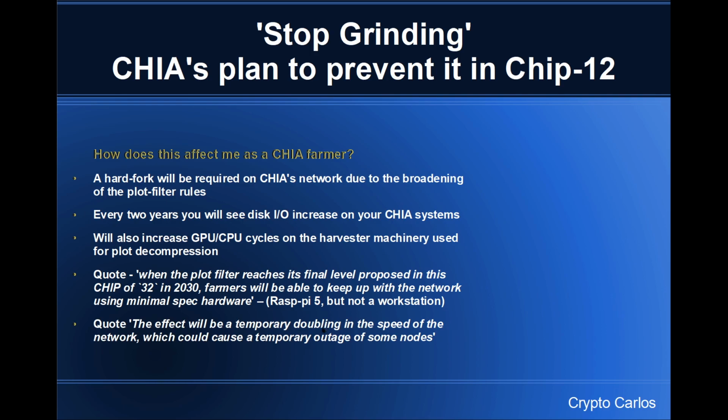The second quote is, "The effect will be a temporary doubling in the speed of the network, which could cause a temporary outage of some nodes." So they're saying basically with each decrement of the plot filter, there will be a temporary doubling of speed on their network, and they don't know how they're going to handle that yet, and there may be some outage associated with that.